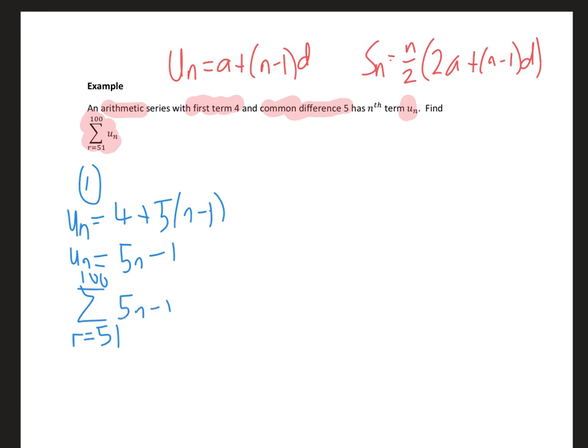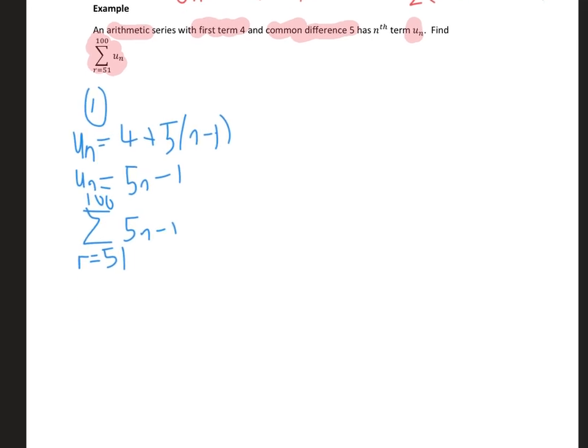So I could just type it into my calculator and that'll give me an answer. Or I could spot that if I sub in 51, so 5 times 51, take away 1, my sequence is starting with 254. Then the next one goes up by 5, so I get 259, all the way up to, if I sub in 100, so 5 times 100, take away 1, gives me 499.